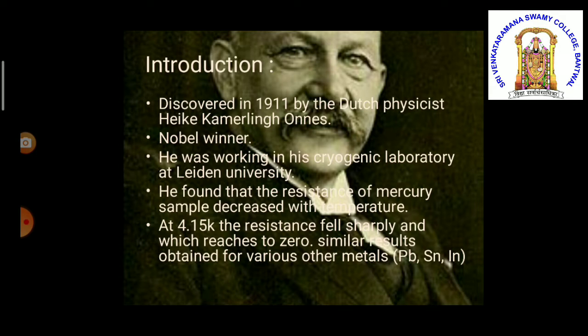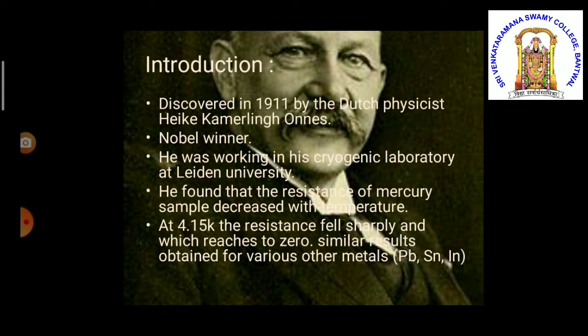Superconductivity was discovered in 1911 by the Dutch physicist Heike Kamerlingh Onnes. He won the Nobel Prize. He was working in his cryogenic laboratory at Leiden University. He found that the resistance of a mercury sample decreased with the temperature, and at 4.15 Kelvin the resistance fell sharply and reached zero. Similar results were obtained by using various other metals.